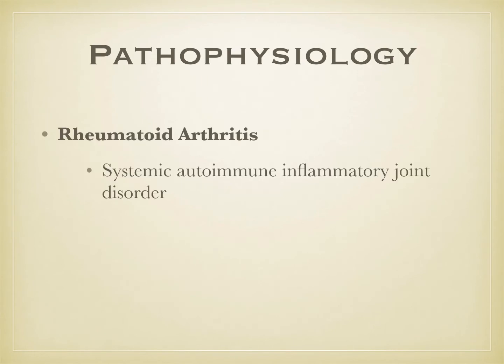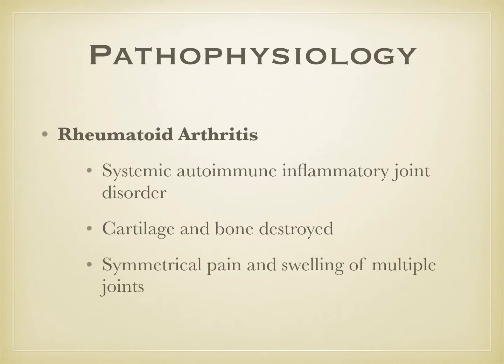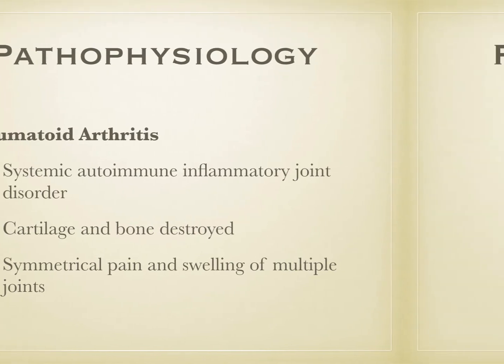Rheumatoid arthritis is a systemic autoimmune inflammatory disorder. In RA, cartilage and bone are destroyed within joints due to T cells and macrophages produced from the inflamed joint lining. A common characteristic of RA is symmetrical pain and swelling of multiple joints, most often small joints.